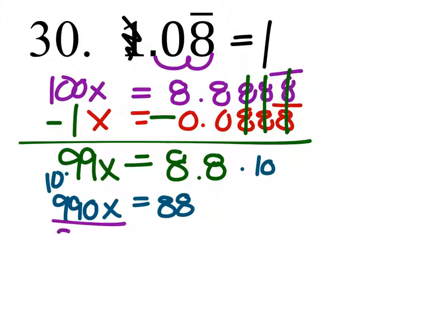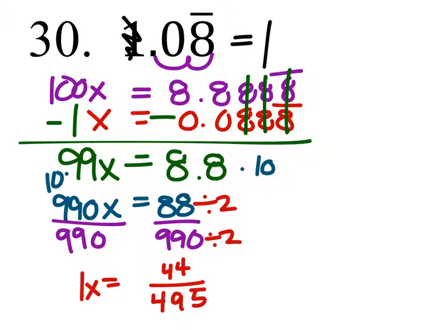And to solve this, I'll divide both sides by 990. So I got 1x equals 44 over 495. I can't simplify that anymore. So, that's it.